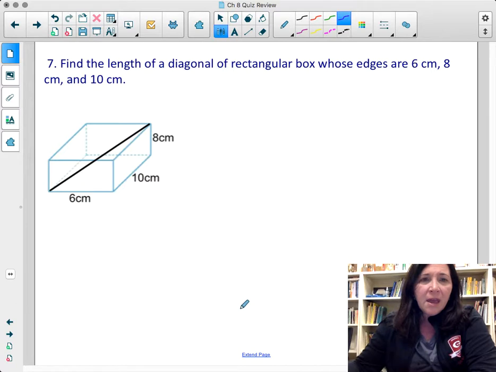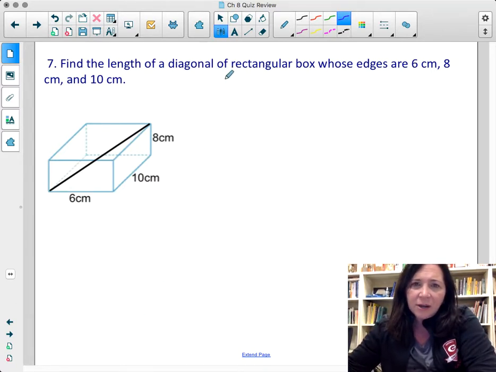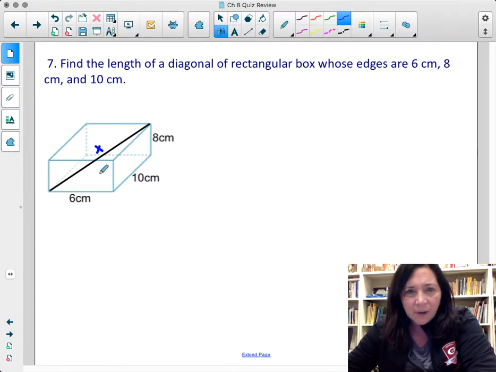Okay, cool. Now this one can be a really tricky problem. Find the length of a diagonal of a rectangular box. So there's the diagonal I want to find. Ultimately, that's it right there, so I'm going to call that x. Now, my rectangular box has sides 6, 10, and 8. I need to be able to figure out how to find this.